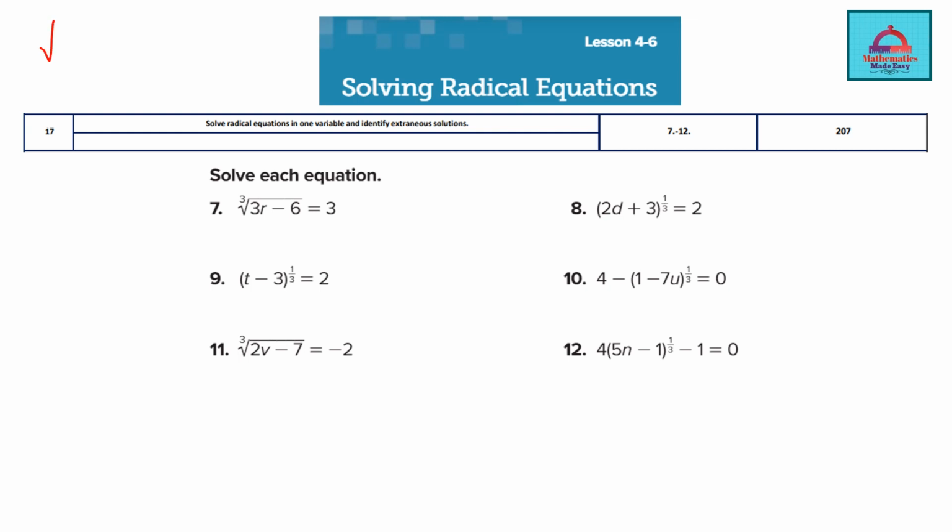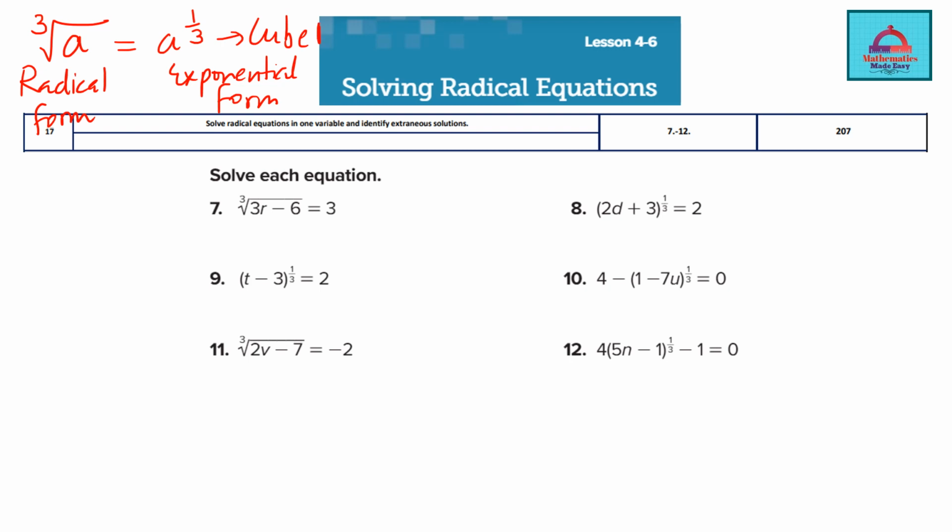So let me just remind you in case you have forgotten this value. If the index outside is 3 means it is cube root, and it can be written in exponential form as this. So this is the radical form. This is the exponential form, but both are same. Okay, and this is same as cube root. Okay, cube root of a.